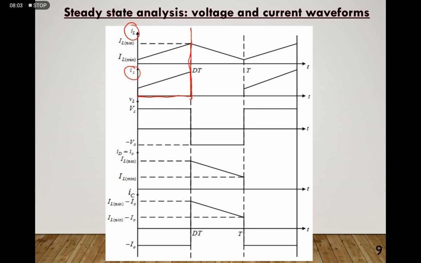Your IL will be equal to 1 over 2, the two parallel heights, which are at this point and this point, so you have IL min plus IL max, multiplied by our width, which is dt. So we need to integrate this.